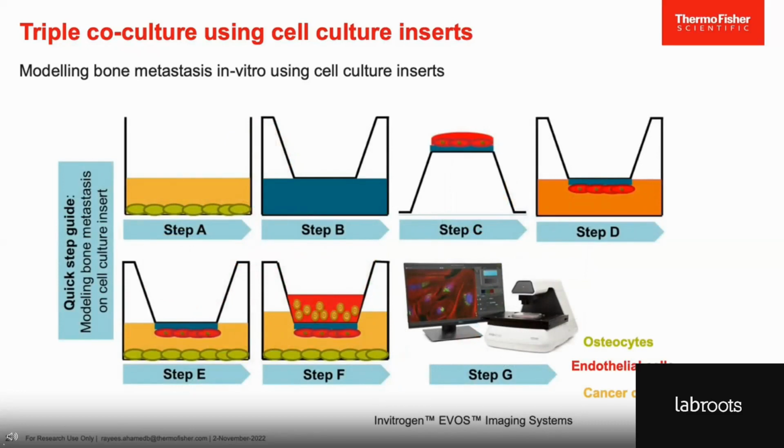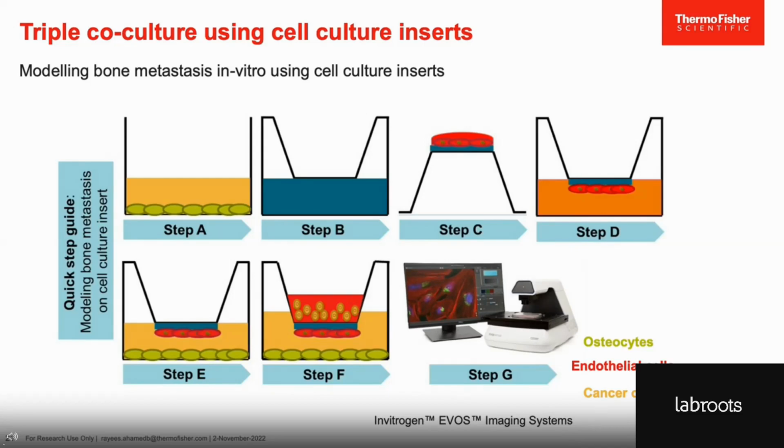To perform this experiment in the insert system, first we cultured the osteocytes in the bottom well, and second we cultured the endothelial cells at the bottom side of the insert. This is a tricky step where first we need to coat the surface of the insert with an ECM such as Geltrex, and then the insert is kept in an upside-down position to seed the endothelial cells. An overnight incubation helps in adhering these endothelial cells to the insert, which are grown until they become tightly confluent to create a physical barrier.